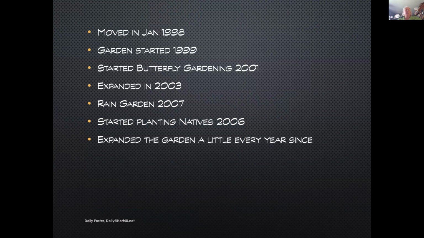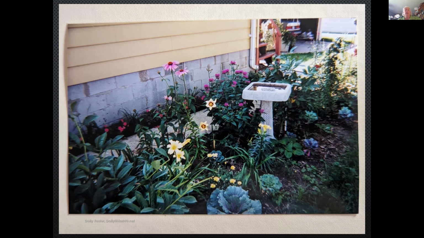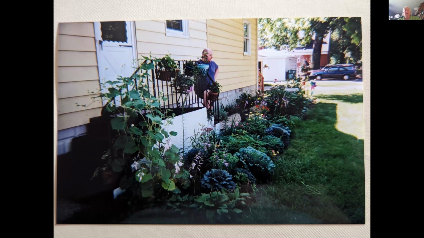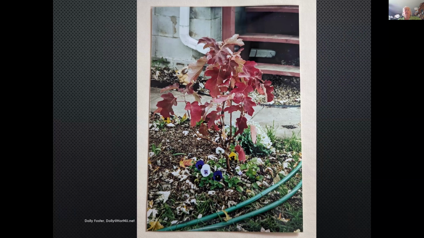Brief history of my garden. All kinds of things have happened in my garden. So this is kind of what the garden looked like about a year and a half after I started it. This is 2002, I think. So it was really small and skinny compared to those pictures I showed you. It was just a little line.